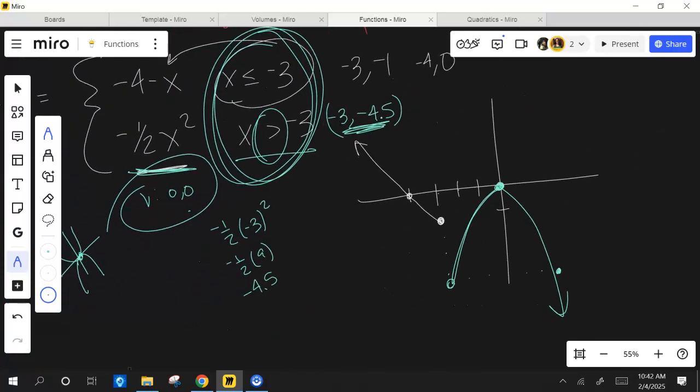The first one's a line, not a quadratic. All right, look. Is it continuous, yes or no? No. What type of discontinuity is it? Jump at negative 3. What is the domain?